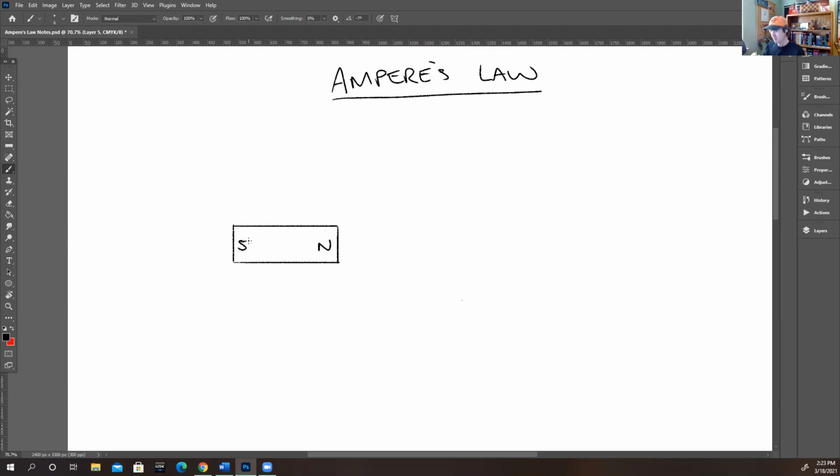We could have given them positive and negative. We could have said red or blue. We just decided to call it north and south. From observation, we've seen that the north side of a magnet tends to have a magnetic field that comes out like this. And from observation, we've seen the other side tends to have the magnetic field that goes inward.